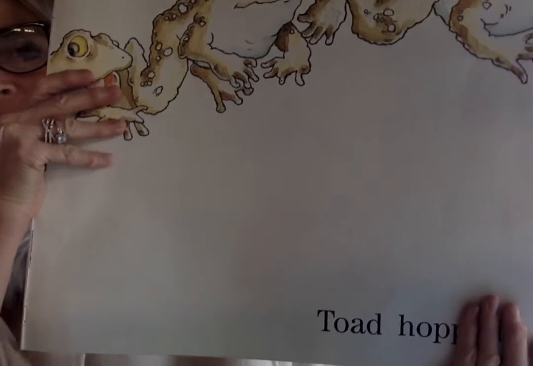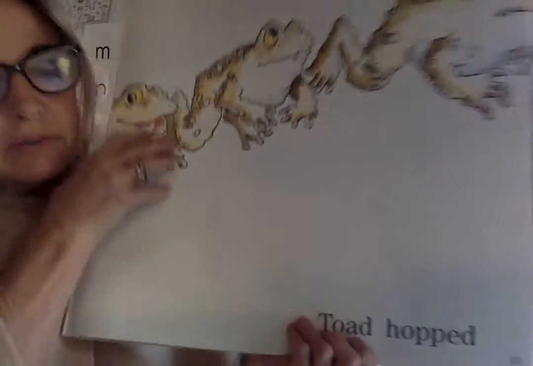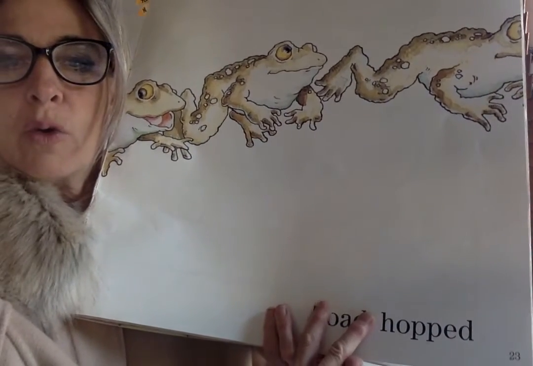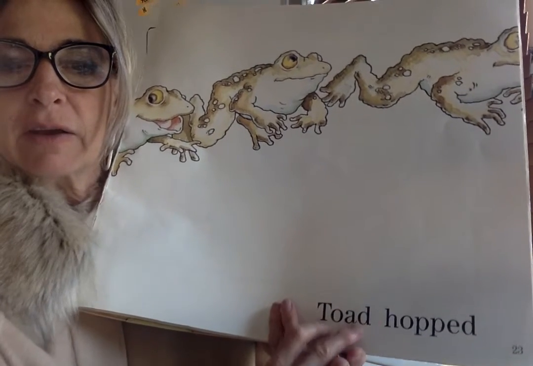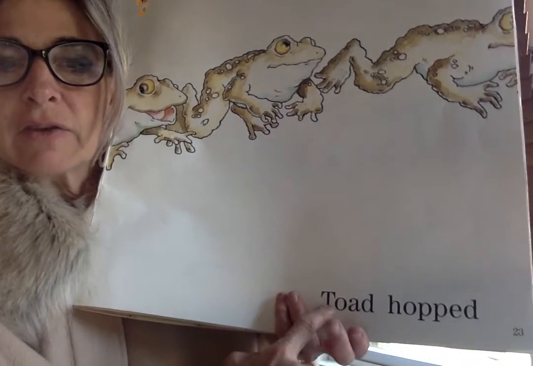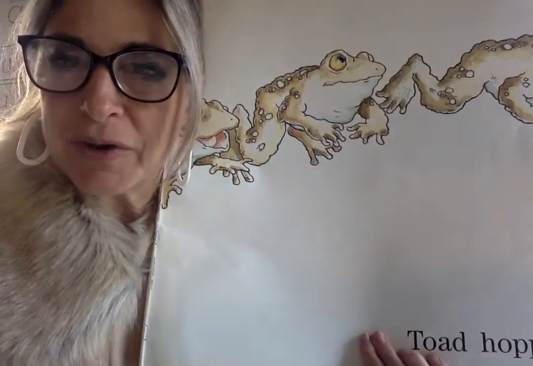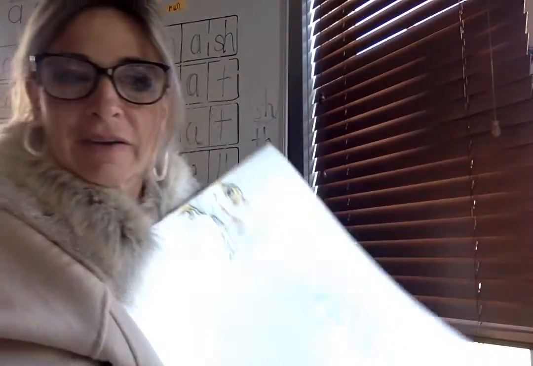What's this CVC word? Hop. Hopped. Read it. Toad, two vowels together, say O. He talks, she's quiet, or he's quiet. Toad hopped. T, t. What'd you hear? T.